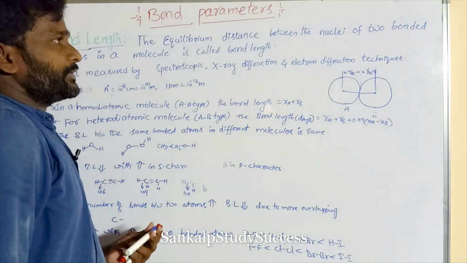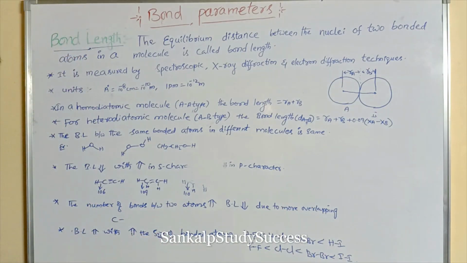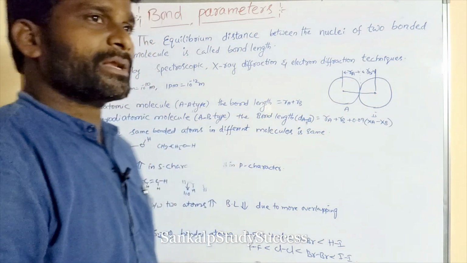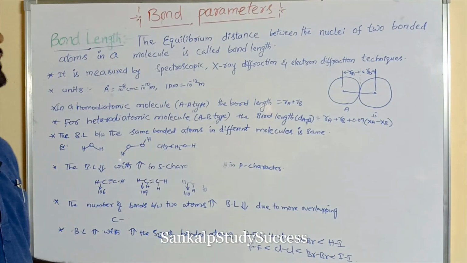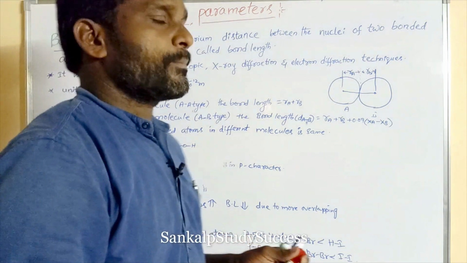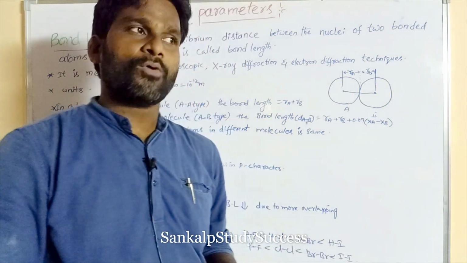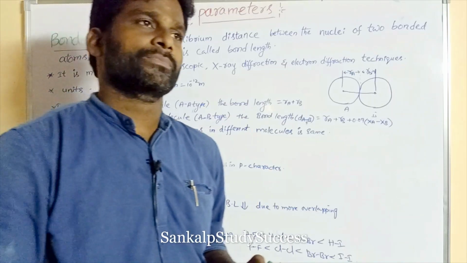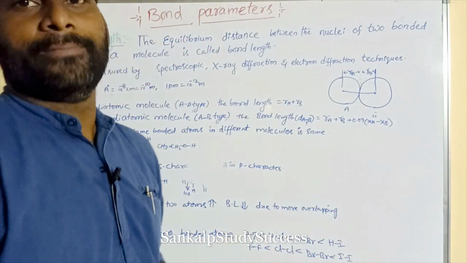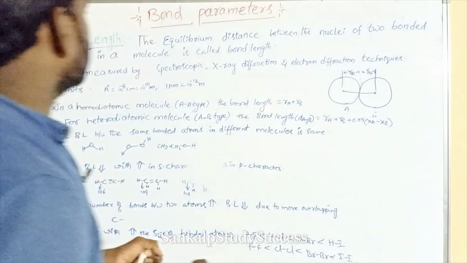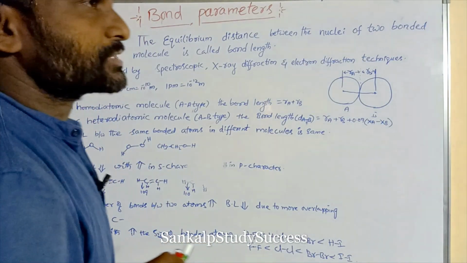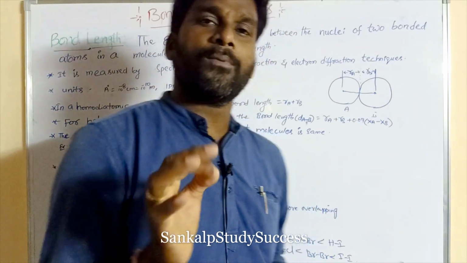So today I am going to discuss bond parameters in chemical bond. Bond parameters are four. One is bond length, second is bond dissociation energy or bond energy or bond enthalpy, third is bond angle, and fourth is bond order. Of these four bond parameters, first of all we will discuss bond length.